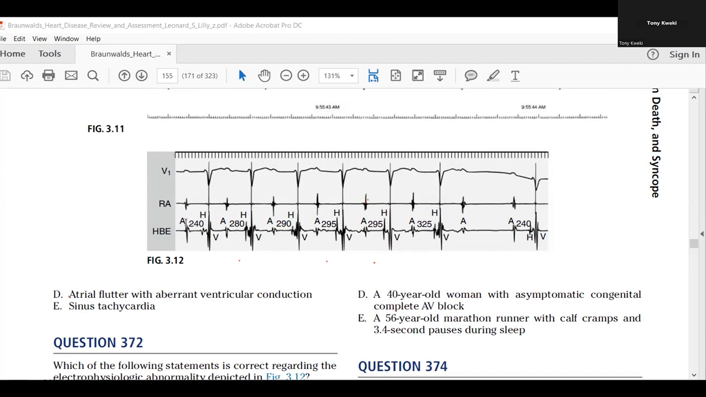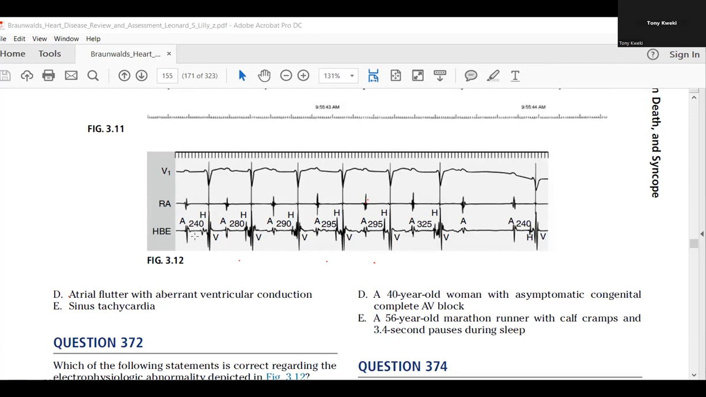It's actually the time at which the polarization moves from the atrium to the His bundle. That is at the AV node. Then the HV interval is the time between the His bundle and the ventricle. So with infranodal delays, you see prolongation of HV intervals, not AH intervals. So that's another way you can tell.